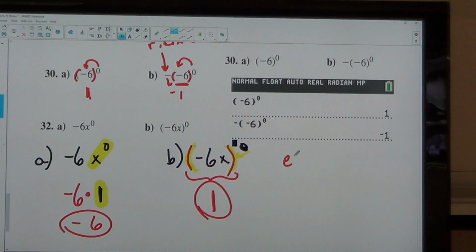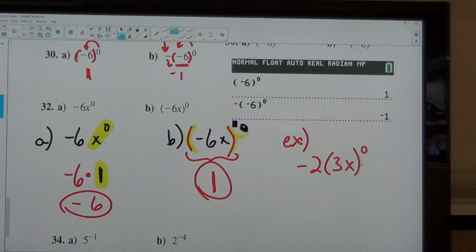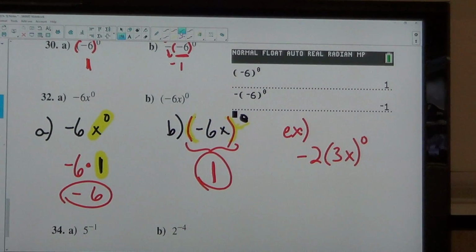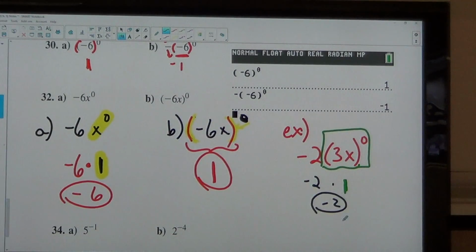So what if I gave you -2, 3x to the 0? It's physically touching the 3 and the x. So that means all of this is gonna turn into a 1. So my answer is gonna be -2. You were right. Does that make sense?